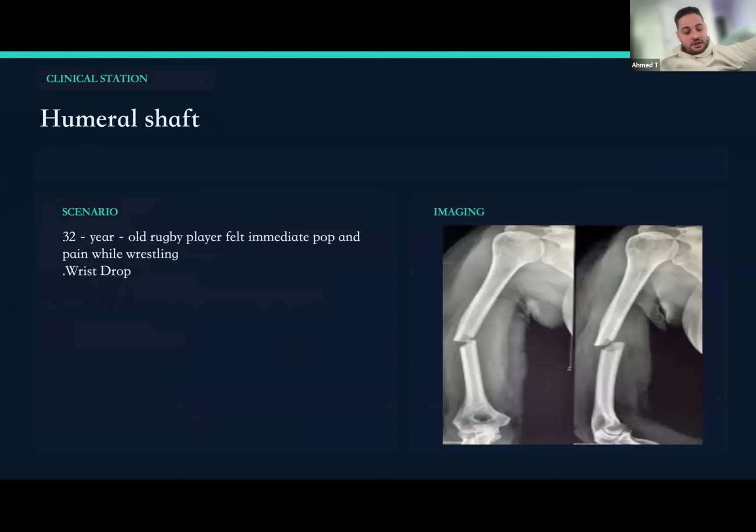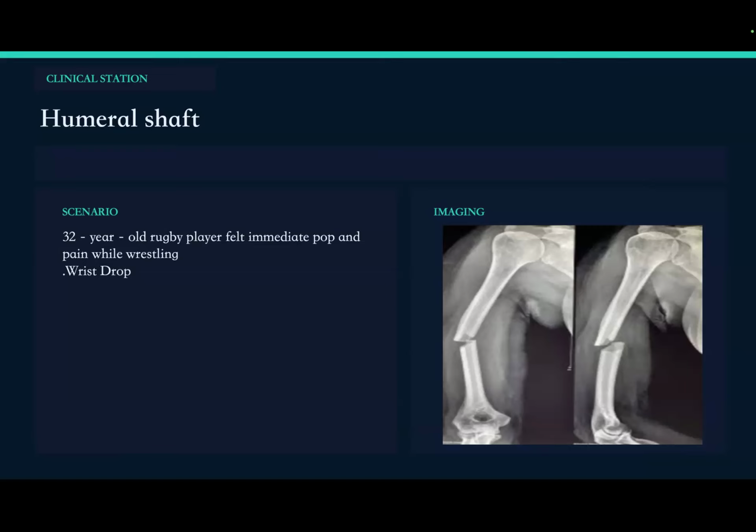Last case, 32 years old, rugby player, immediate pop while wrestling, wrist drop. Yeah, anyone wants to go? Another go, please. Yeah.